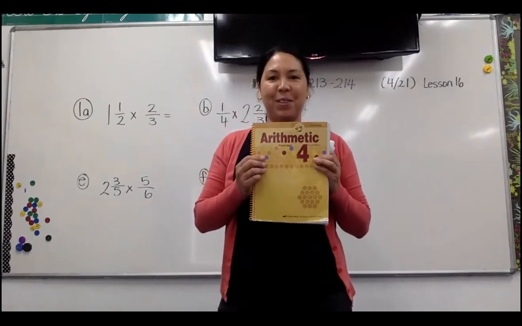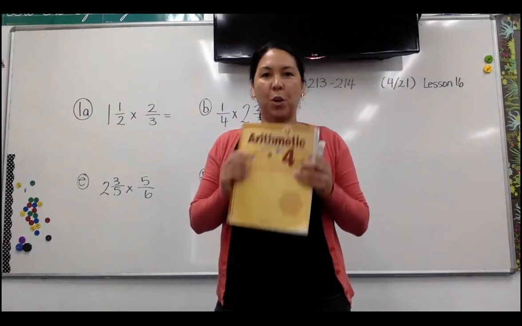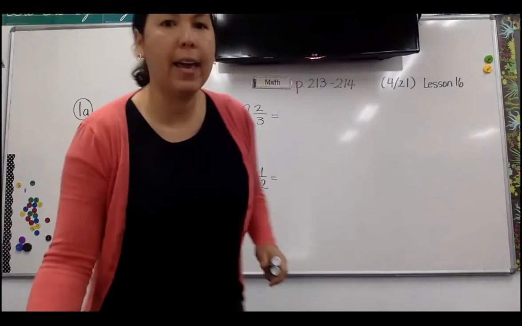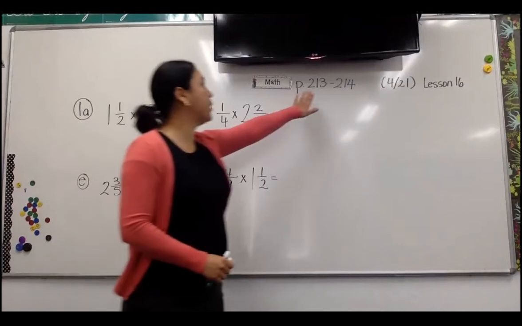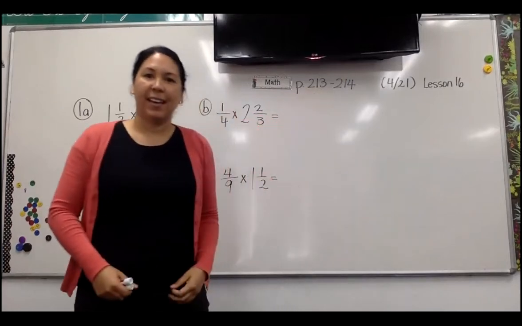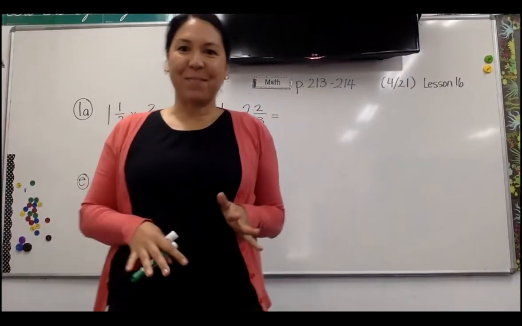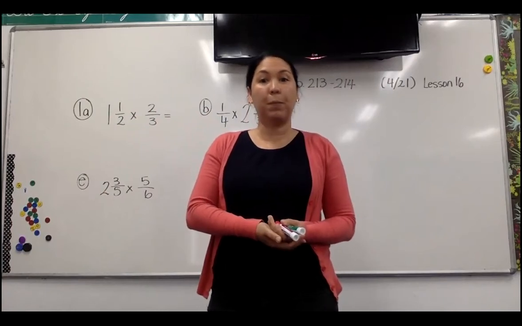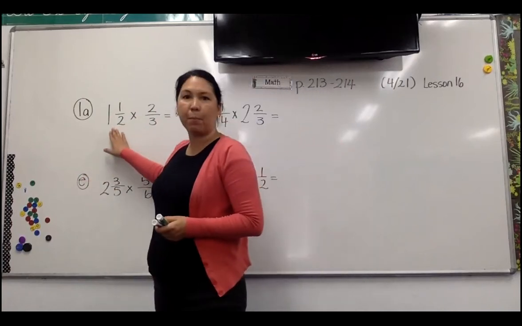So we have our math, arithmetic 4. You've got your paper and your pencil. And we are opened up to page 213, 214 in our book. And we're learning something new today. So we are learning how to multiply a mixed number.